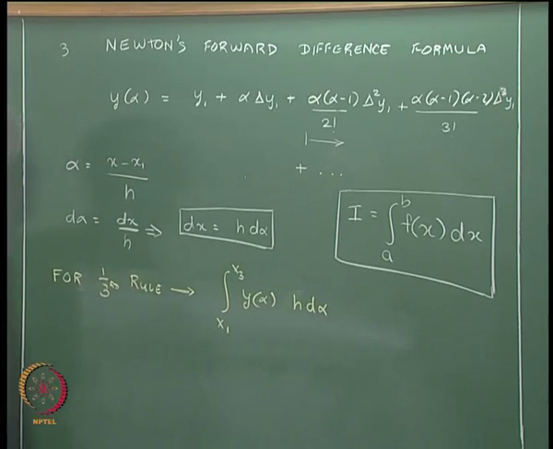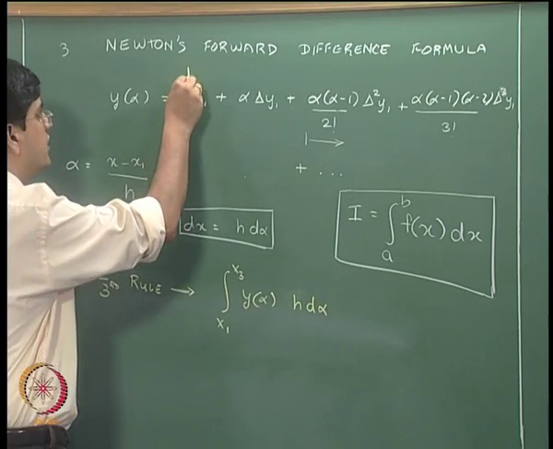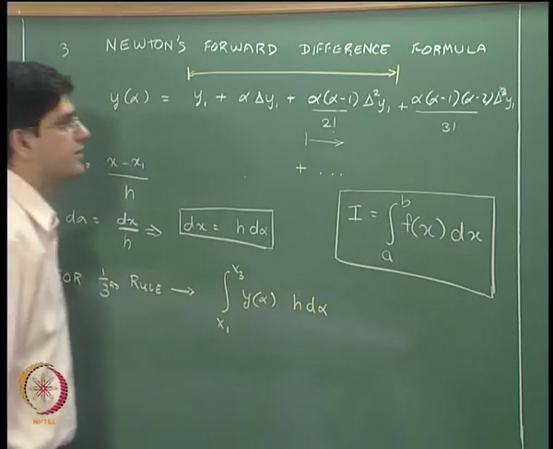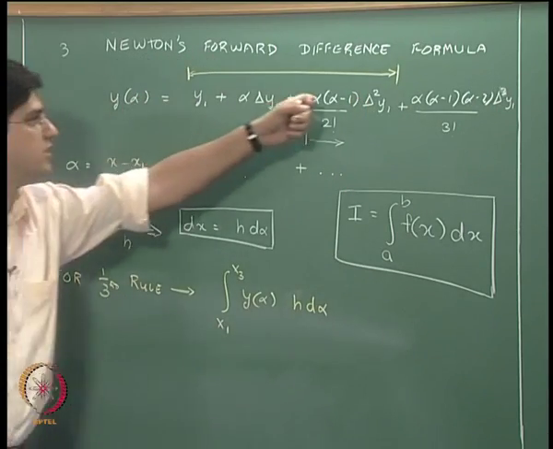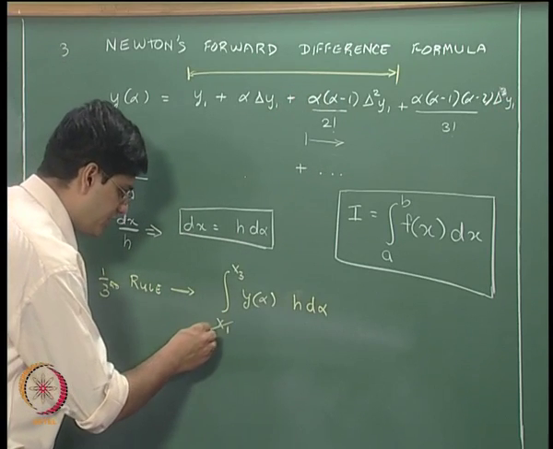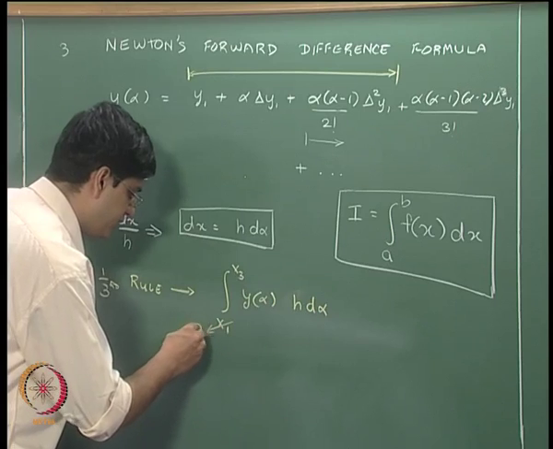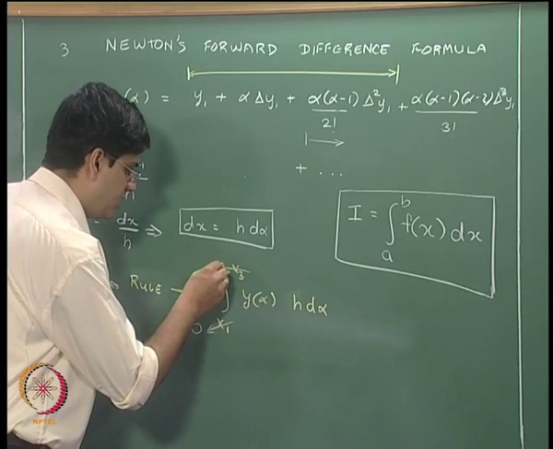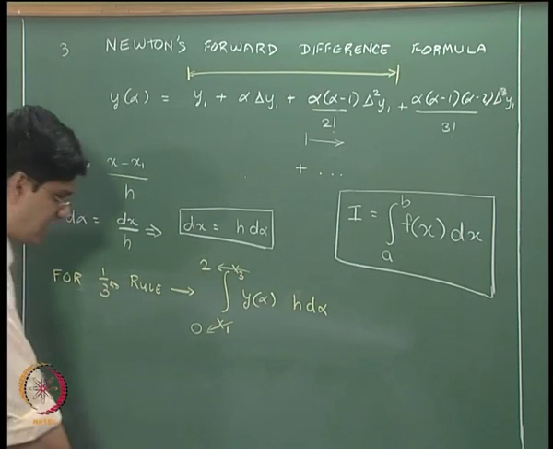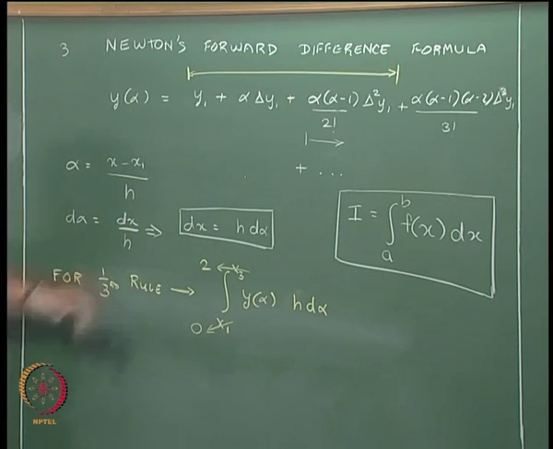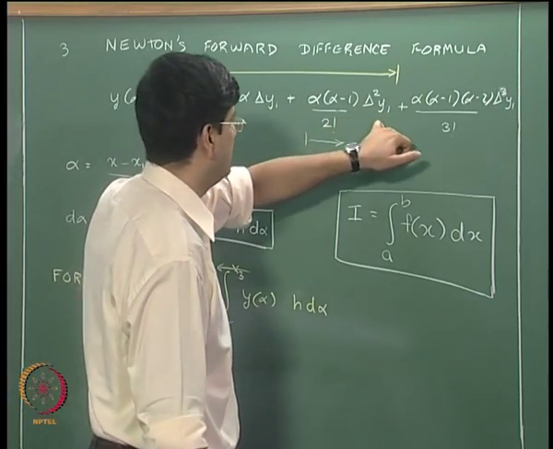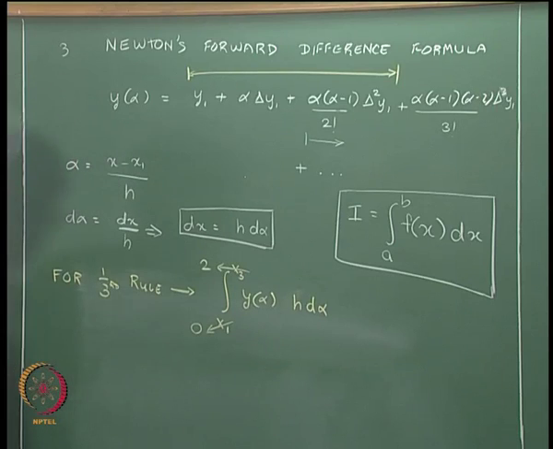Okay, and what y of alpha are we going to use? We are going to use y of alpha over here, from this point to this point, and x1 in terms of alpha will be 0 and x3 in terms of alpha will be 2. Okay, so we will have integral from 0 to 2 of y1 plus alpha delta y1 plus alpha multiplied by alpha minus 1 divided by 2 delta squared y1.